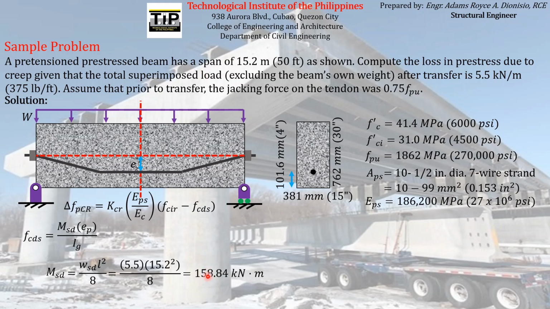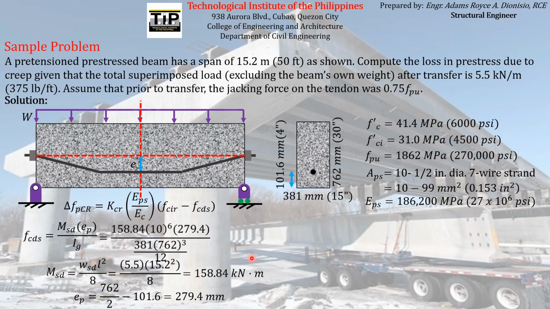Again, you have to take note that MSD here is due to total superimposed load only. So you have to exclude the beam's own weight. And then the eccentricity of the pre-stressing reinforcement at midspan is already calculated here. So same E as we use on the calculation of FCIR. So we just have to divide the depth by 2 and then subtract this distance from the bottom of the pre-stressing reinforcement to the bottom of the concrete.